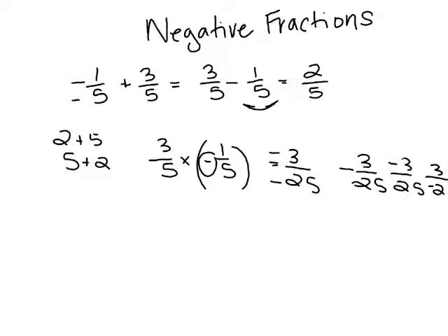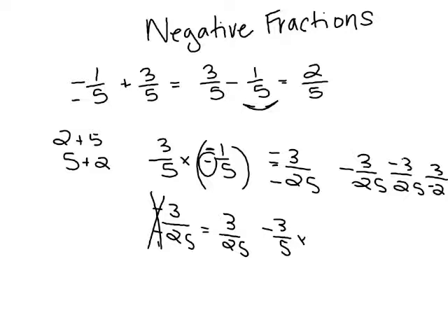Will 3/25 reduce at all? No. Okay. What if this was a double negative? So I have a -1 over a -5. Same thing, carry it through. So 1 times 3 is 3. 5 times 5 is 25. What happens when I have double negatives? It turns into a positive. So the negatives cancel each other out, and I have a positive 3/25. Or I'll end up with the same thing if I had -3/5 times -1/5.